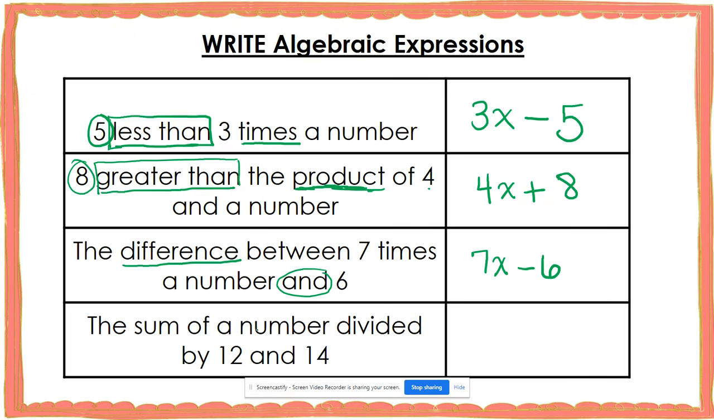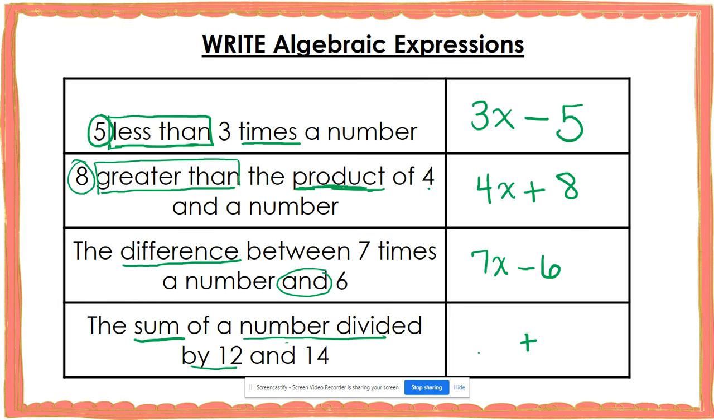Next, I have the sum of a number divided by 12 and 14. So I start with sum. Sum means to add. And now I need to figure out what I'm adding. It looks like the first thing I'm adding is a number divided by 12.